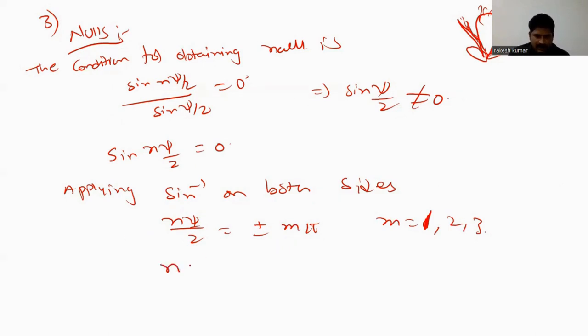So what is the value of psi? Psi is equal to beta d cos phi minimum, which is the null angle. So n into beta d cos phi minimum by 2 is equal to plus or minus m pi. What is the value of beta? Beta value is again 2 pi by lambda.